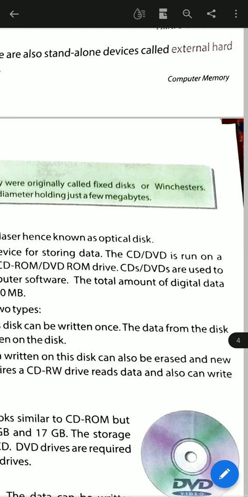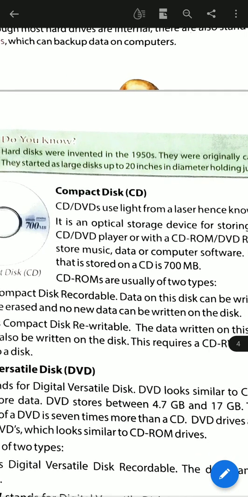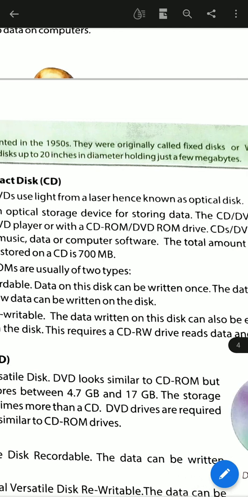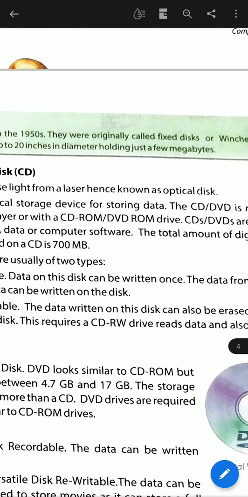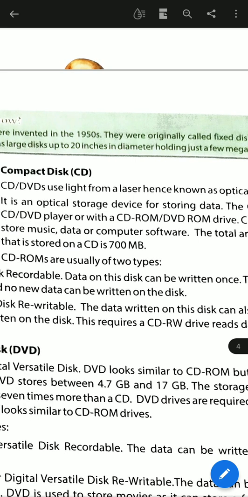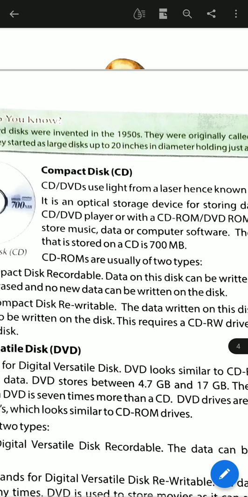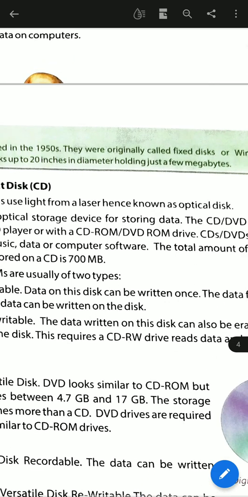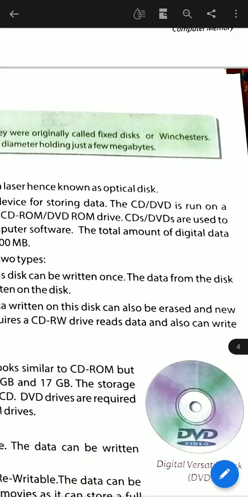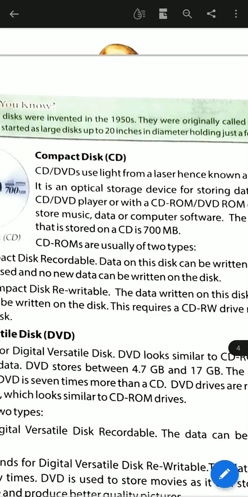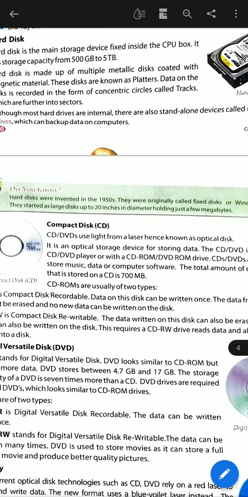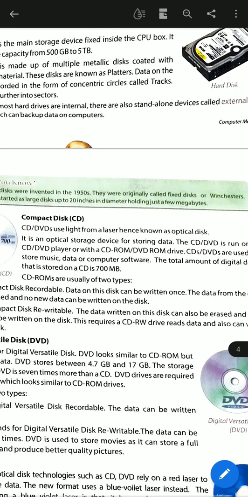The CD or DVD is run on a CD or DVD player with a CD-ROM or DVD-ROM drive. To run this CD, you have to use a CD-ROM drive or DVD-ROM drive or CD DVD player. CDs and DVDs are used to store music, data or computer software. So you can store music, data or computer software in a CD.